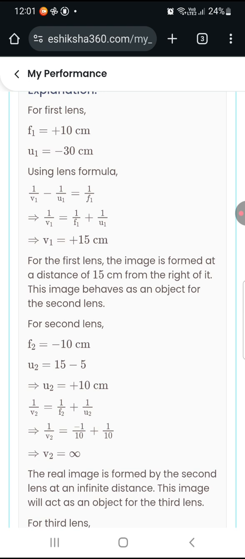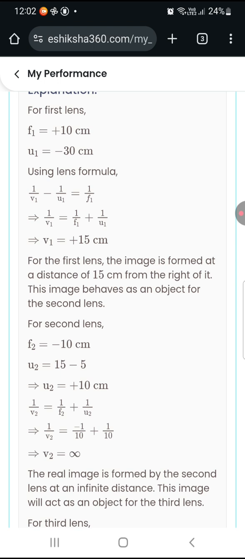Using the lens formula, 1 by v1 minus 1 by u1 equals 1 by f1. So 1 by v1 equals 1 by f1 plus 1 by u1, and v1 equals plus 15 centimeter. For the first lens, the image is formed at a distance of 15 centimeter to the right of it.